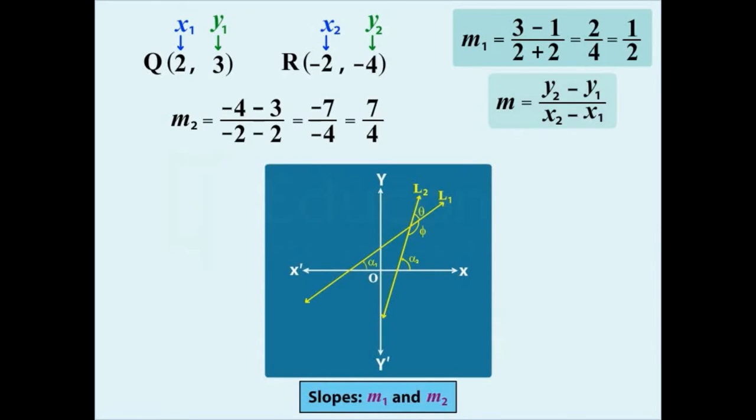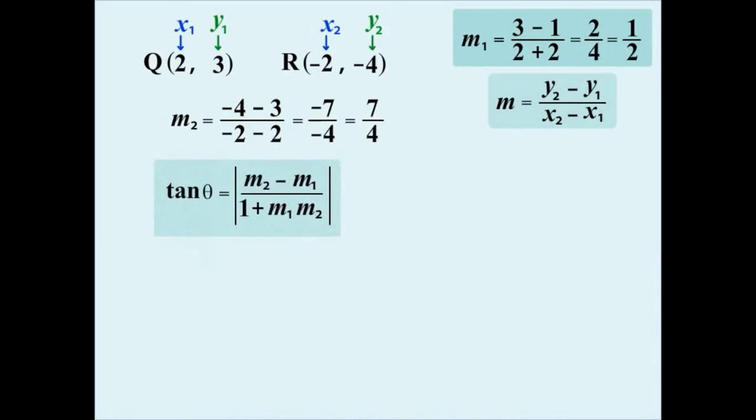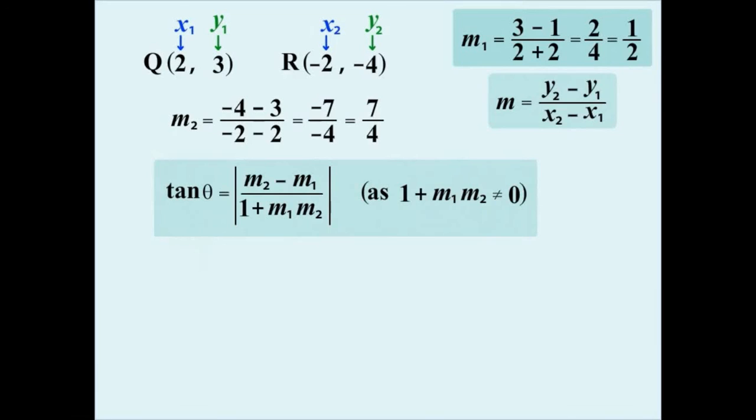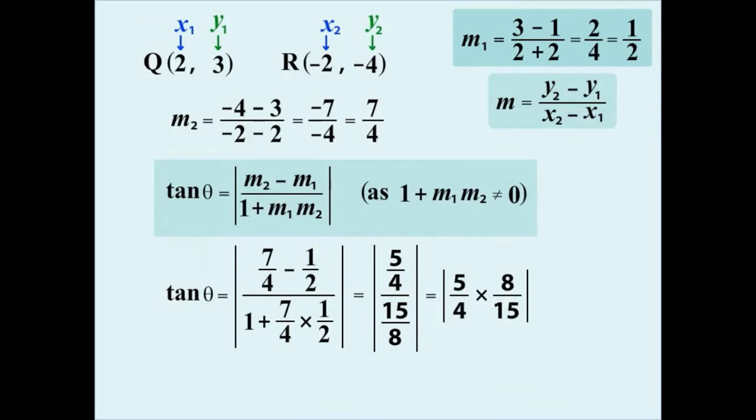We know that the angle theta between the given lines with slopes m1 and m2 respectively is tan theta equal to mod of (m2 minus m1) over (1 plus m1 into m2), as 1 plus m1 into m2 is not equal to 0. Therefore, on substituting the values, we get tan theta is equal to mod of (7 over 4 minus 1 over 2) over (1 plus 7 over 4 into 1 over 2). On solving it further, we get tan theta is equal to 2 over 3.